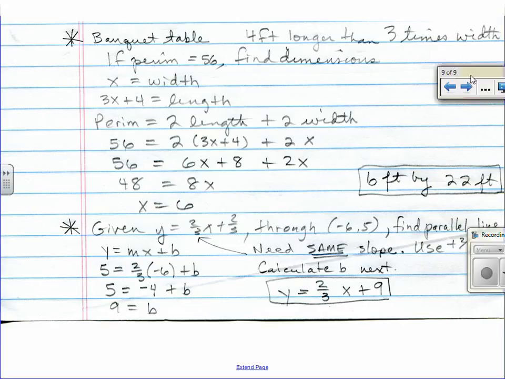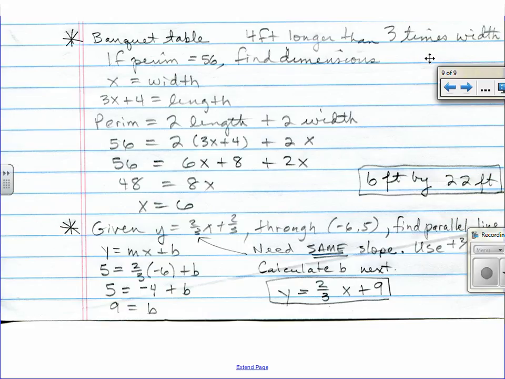And here's one more item. Let's see, there's a banquet table problem. I think we had one like this on a test, and some people had problems with it, so I wanted to talk about that. The table is 4 foot longer than 3 times its width. If the perimeter is 56, find the dimensions of the table.